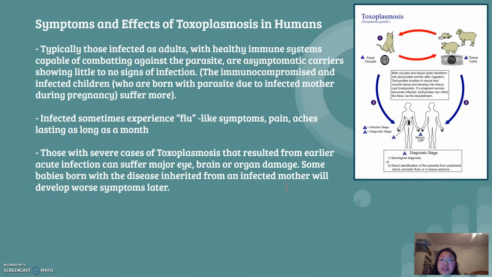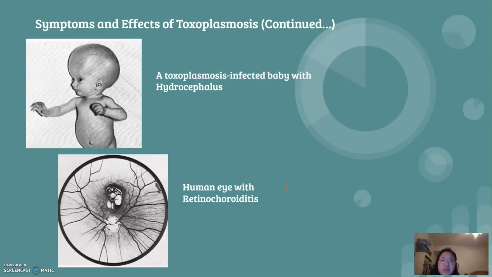So those with severe cases of toxoplasmosis, that usually comes from acute infections or an infection that occurred a while ago, and those suffering with severe cases can suffer major eye, brain, or organ damage. And some of the babies born with the disease, again inherited from an infected mother, will develop worse symptoms later as well. So on this slide, here are some pictures showing organisms affected by the disease.